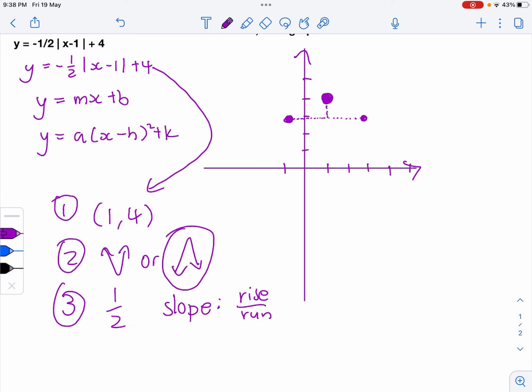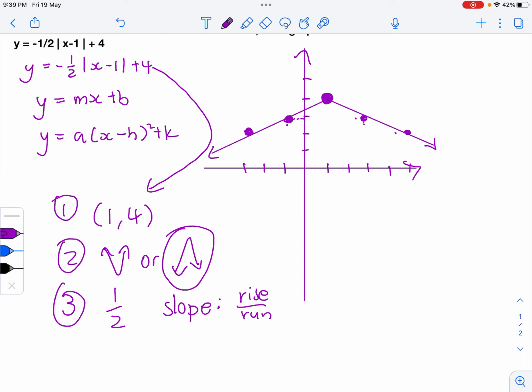So now I can do it again. Rise is 1, run is 2. 1, 2, 1, 2. We put our point there, and then we do it again. Rise is 1, run is 2. 1, 2. And after this, we can erase our points here. I'm sorry, this is kind of messy. But after we have erased our points, we can connect the lines together and create the absolute value function.